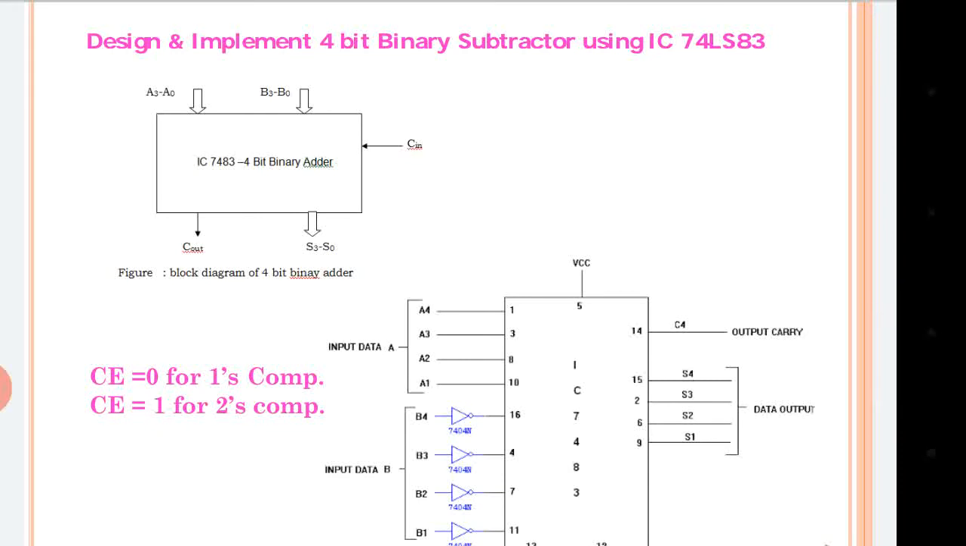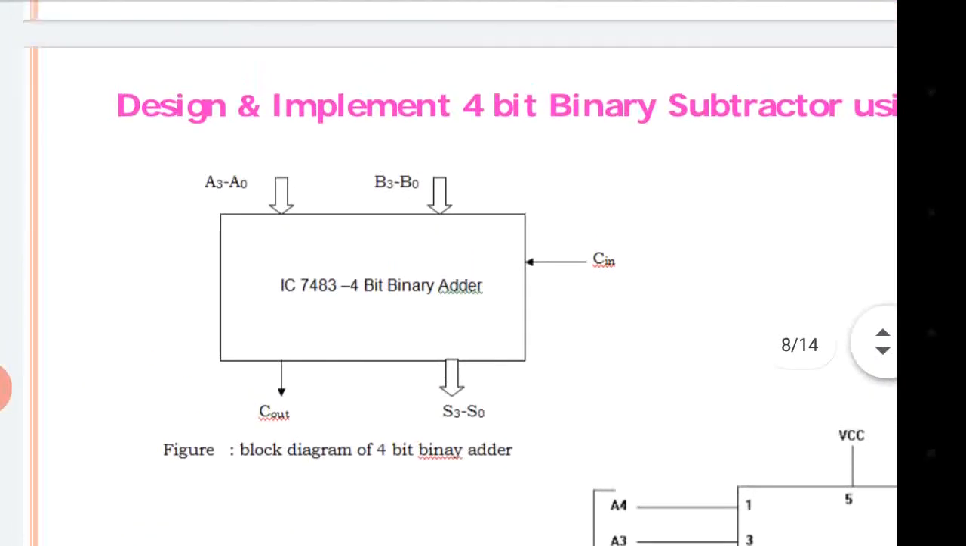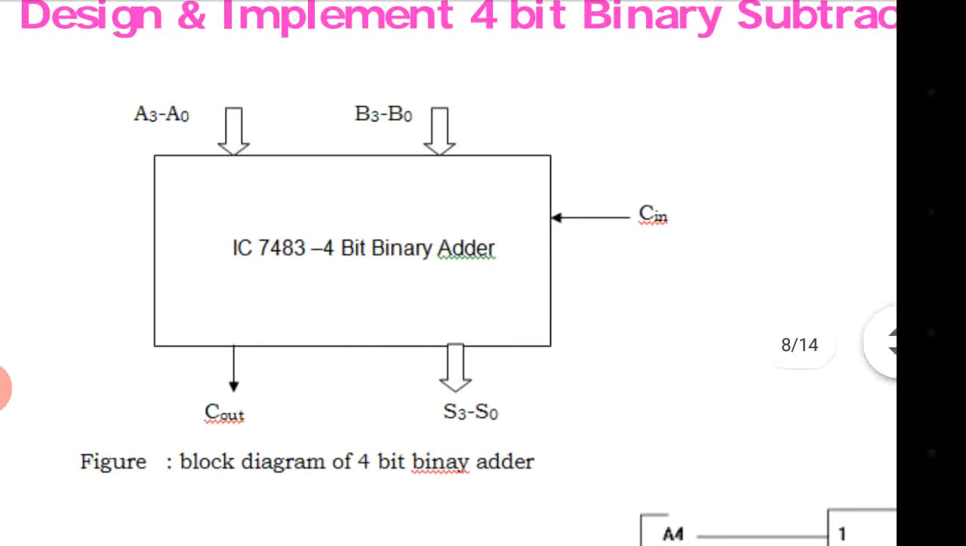Design and implement 4-bit binary subtractor using IC 74LS83. So basically this is what we are going to perform during practicals. As we know, this IC 7483 is a 4-bit binary adder which is adding two numbers, A3 to A0 is the first 4-bit number and B3 to B0 is the second 4-bit number, and this IC will add these two numbers. Initial carry in is there, that is Cn. Sum generated is 4-bit, that is S3 to S0, and carry out.